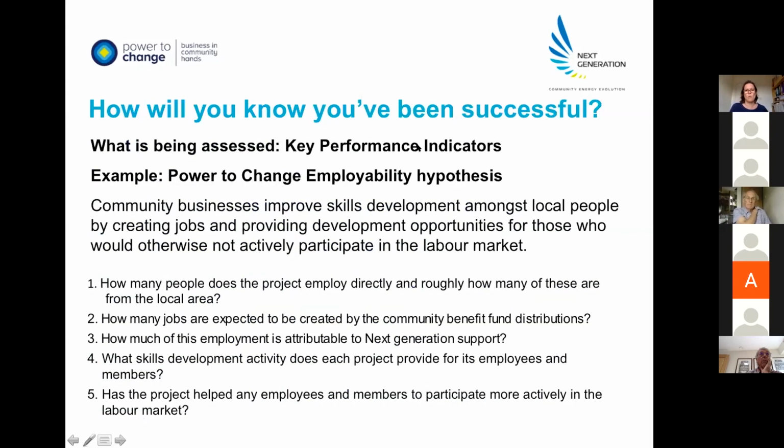And the first thing was talking about key performance indicators. A key performance indicator, or KPI, is what it says on the tin. What are those things that will give you an indication that you have started to deliver, that you are performing? And this is an example from the Power to Change employability hypothesis. Power to Change have a number of outcomes that they're looking to achieve through all the projects that they support. And this is an example of one.